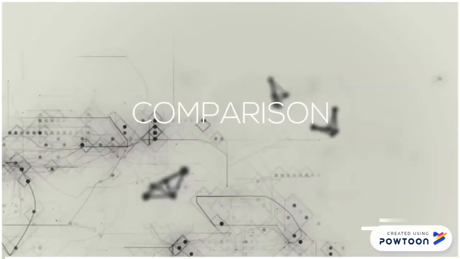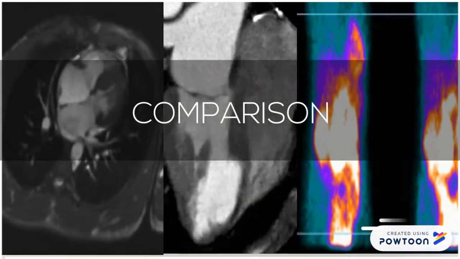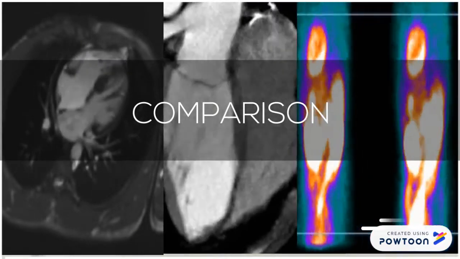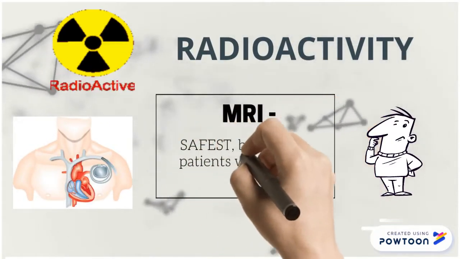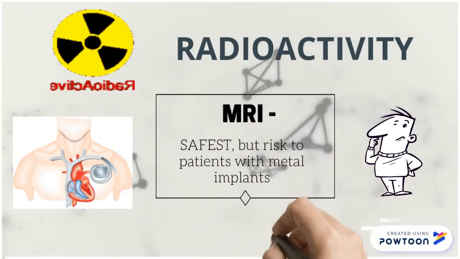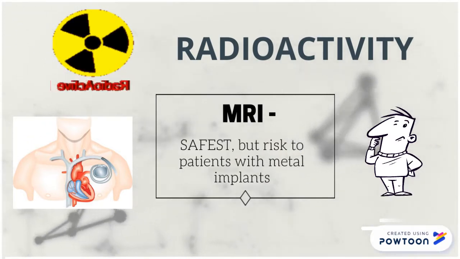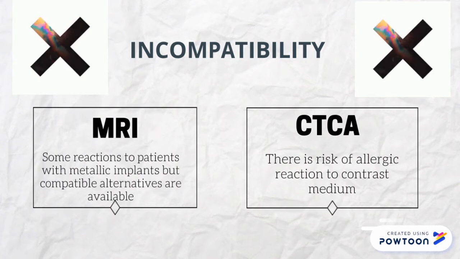To compare, these 3 imaging modalities all offer different benefits and diagnostic possibilities, but also have their own drawbacks. In terms of radiation exposure, MRI is the safest as it does not use ionizing radiation. However, it does pose a risk to patients with metallic implants such as pacemakers. With that being said, MRI-compatible implants are becoming more common, meaning MRI is increasingly possible.